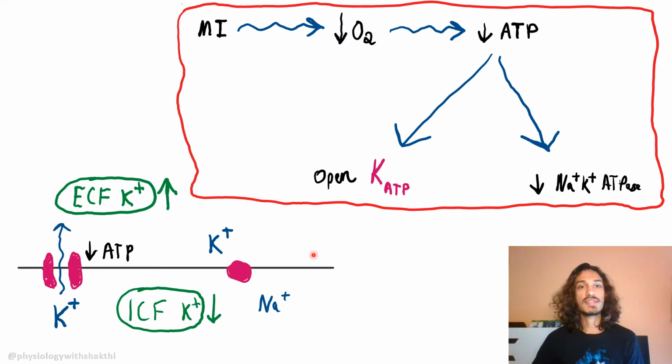Compared to what the ECF potassium was earlier, it now slightly increases. And compared to what the ICF potassium normally is, it slightly decreases. That's all I'm talking about, so don't confuse that. Okay. So what does this result in?